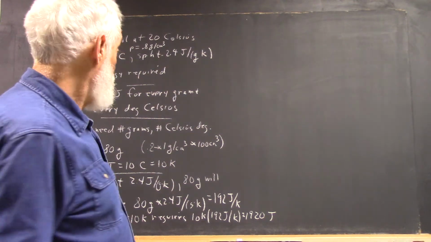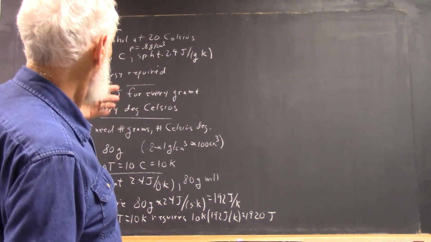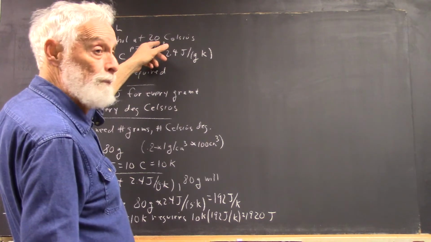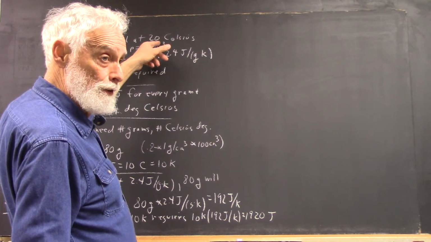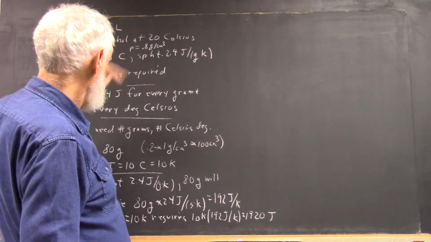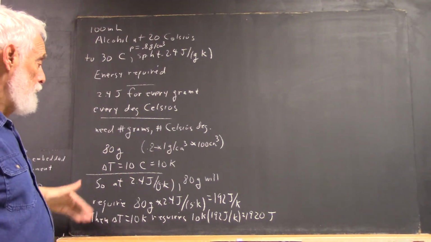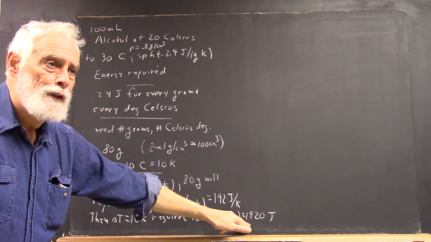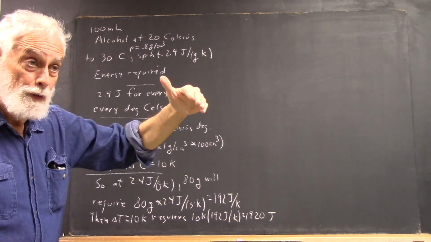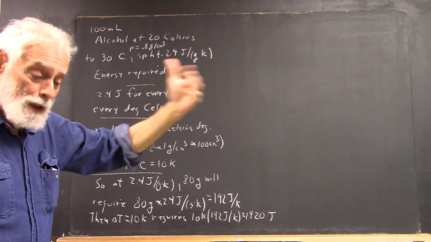Okay? So now how are you going to get it if you've got 100 milliliters of water at 80 Celsius and the 100 milliliters of alcohol? This is just how you would calculate the temperature change or the energy required to increase the temperature of the alcohol, right? So how do we go from there?